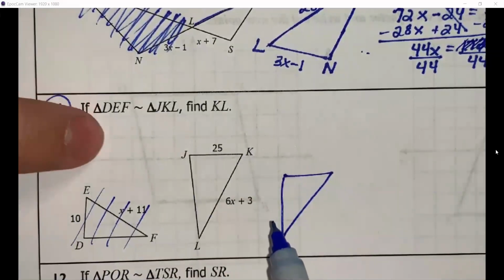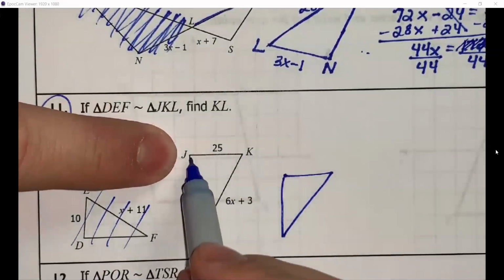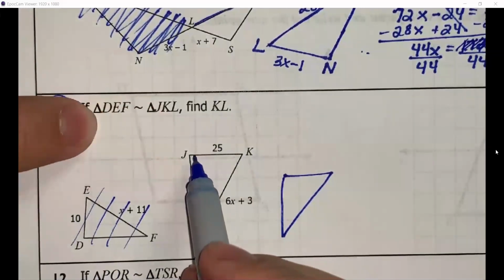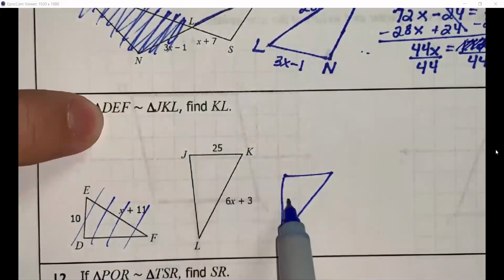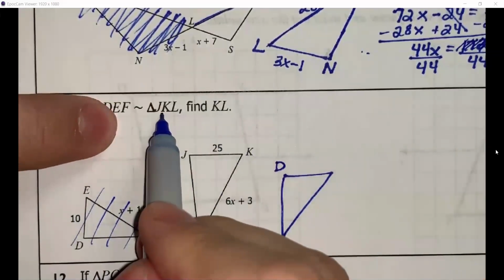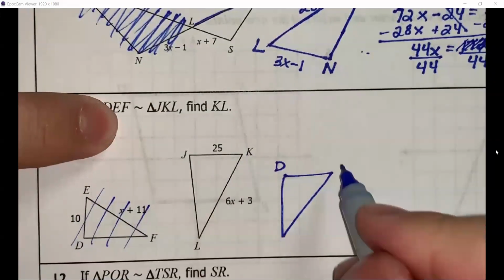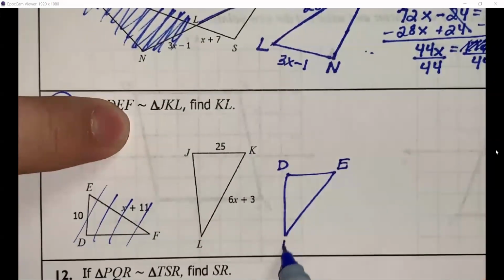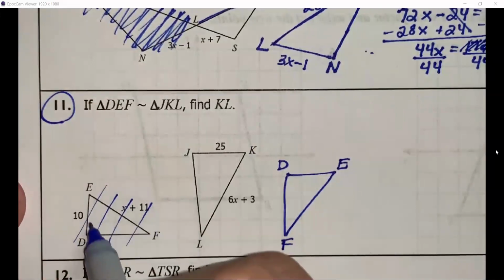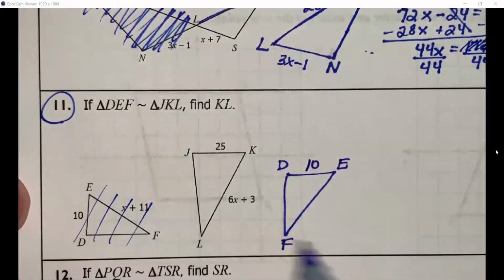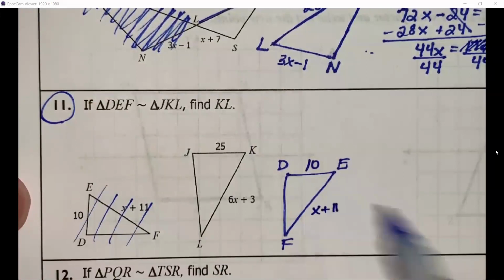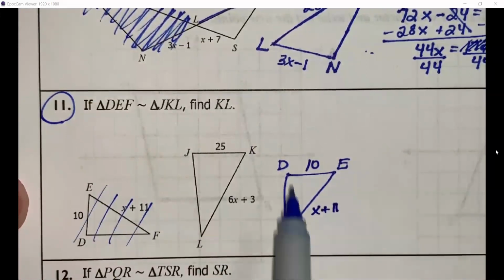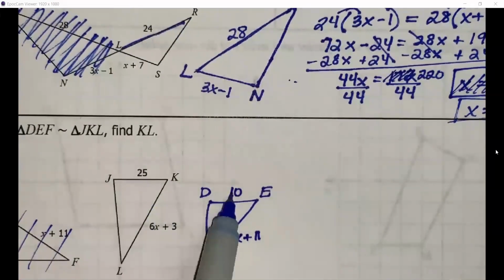So let's see. If I look at J, J is the first letter here, and D is the first letter of the other triangle. So if J is here, I'm going to put D in that same position. K is the second letter, so E goes where K should be. And then, of course, the last letter is F. So I have DE is 10, EF is x plus 11. All right, and there you go. Now I can easily see which two sides of the triangles correspond to each other. So what I'll do is the big triangle over the little triangle.